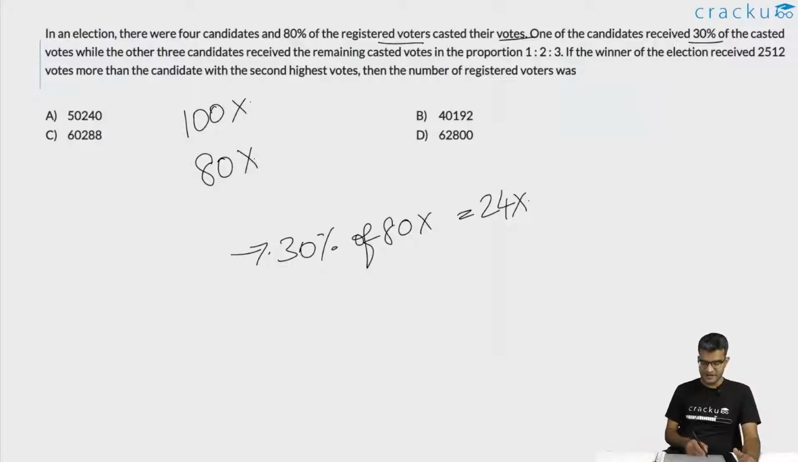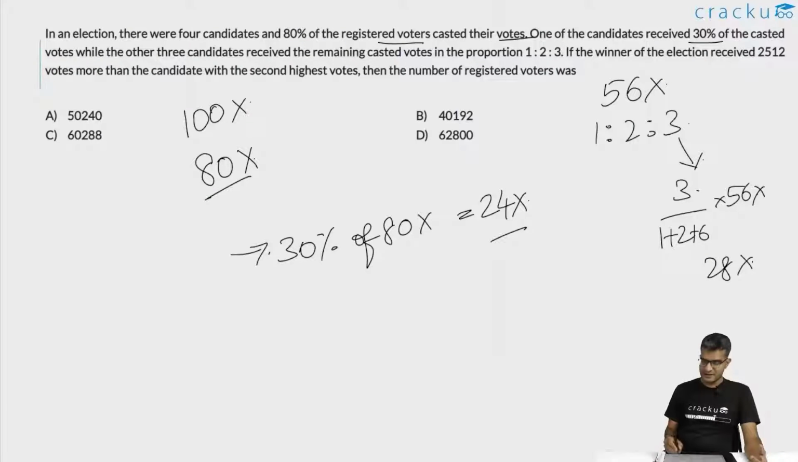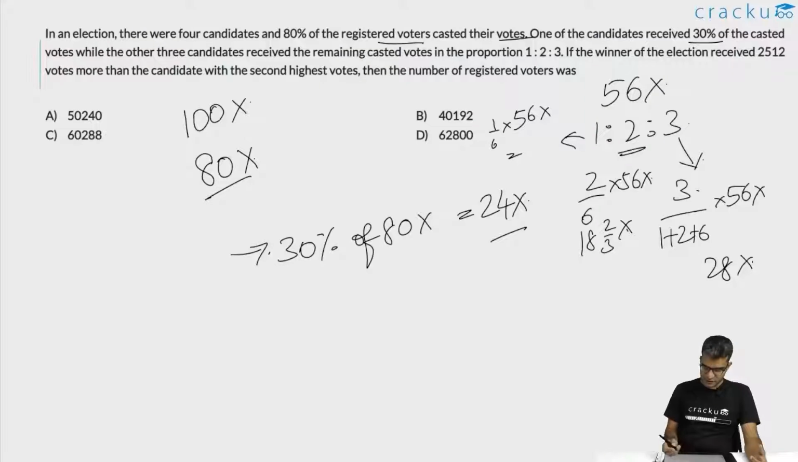So what happens to the remaining 80x minus 24x, which is equal to 56x? This is distributed amongst the remaining 3 candidates in the ratio 1:2:3. So the candidate who got this proportion 3, the number of votes that he has secured will be 3 divided by (1 plus 2 plus 3) into 56x. This is 3 by 6 into 56x, so this is 28x. This guy will be getting 2 by 6 into 56x, which is approximately 18 2 by 3x. And this guy will get 1 by 6 into 56x, which is equal to 28x by 3.